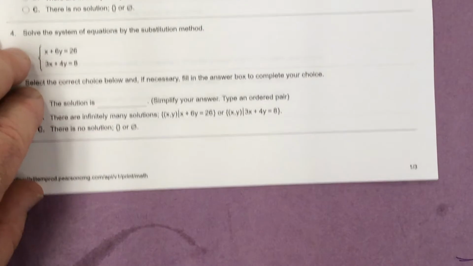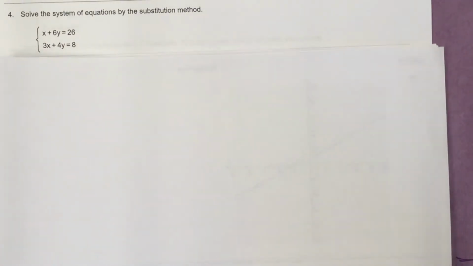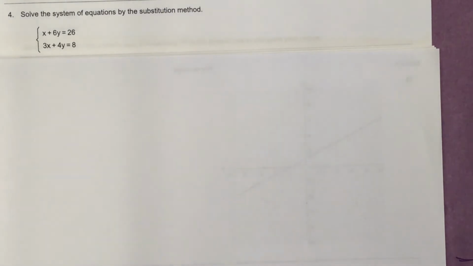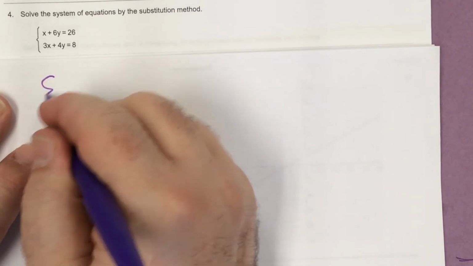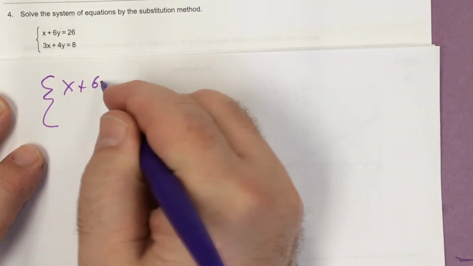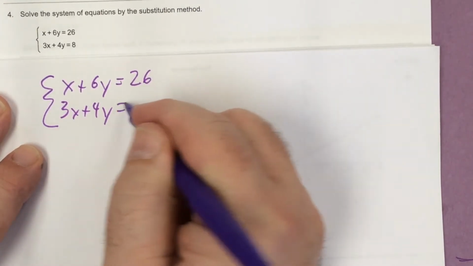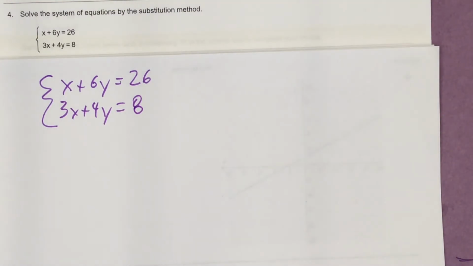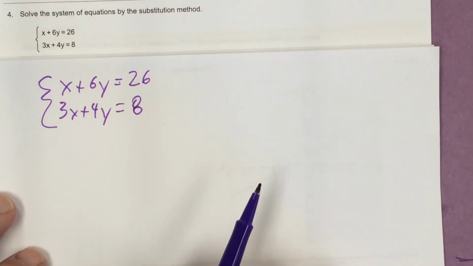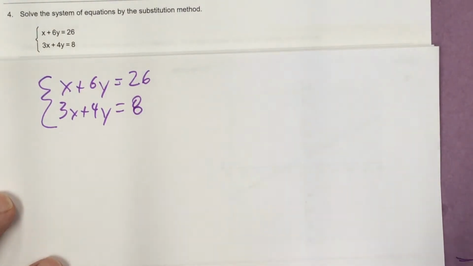Question 4 is where the solving of a system of equations by substitution becomes a little more challenging, but not too bad. So I'm going to go ahead and rewrite this problem again on my paper here. So I'm going to have x plus 6y is equal to 26, and I'm going to have 3x plus 4y is equal to 8. So as the problem is given to us now, we don't have any one variable by itself. So what we need to do is manipulate one of these equations to get a variable by itself.